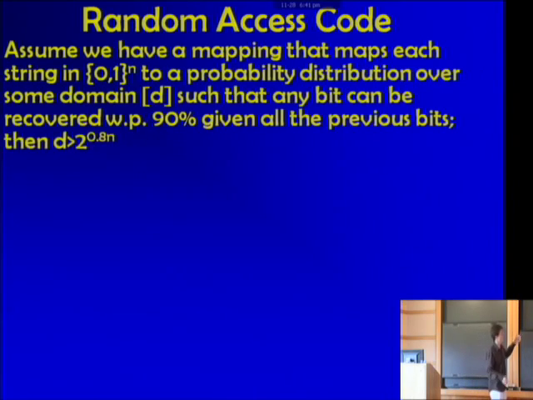Then the theorem says that d has to be big, d has to be at least, say, 2 to the 0.8n. You can actually put here the exact dependence. We'll see that from the proof. You actually get the exact dependence here. So in other words, this just formalizes what we said in the previous slide. You cannot compress the information, even if all you require to do is recover the ith bit, given the previous ones.